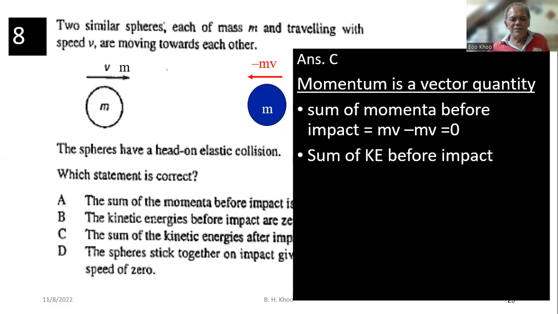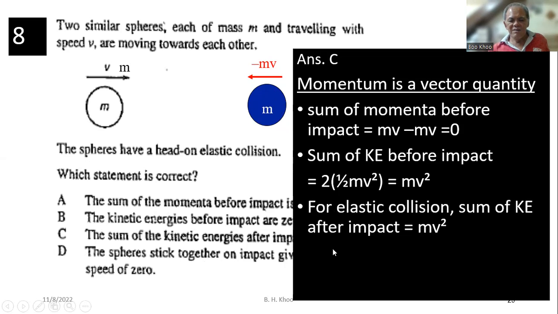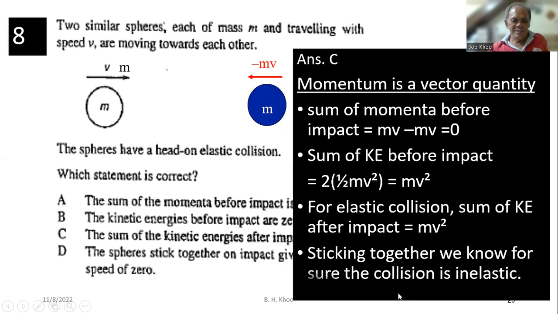Sum of kinetic energy before impact. Kinetic energy doesn't depend on the negative sign. It's half mv squared, and this is also half mv squared. That's why we multiply by 2 there, so it becomes mv squared. So it's not 0, because it's not a vector quantity. For elastic collision, the sum of kinetic energy after impact is the same. Yeah, that's correct. If it's an elastic collision, it must be the same before and after. Sticking together is usually an inelastic collision already.